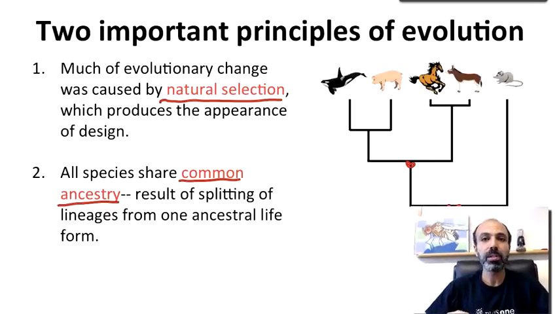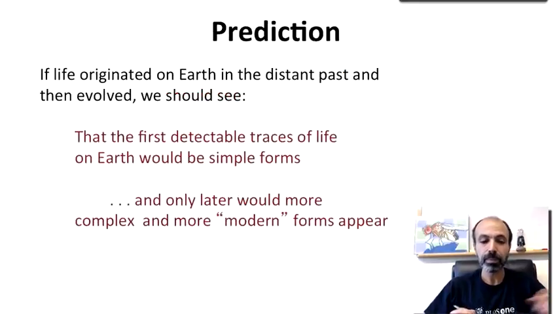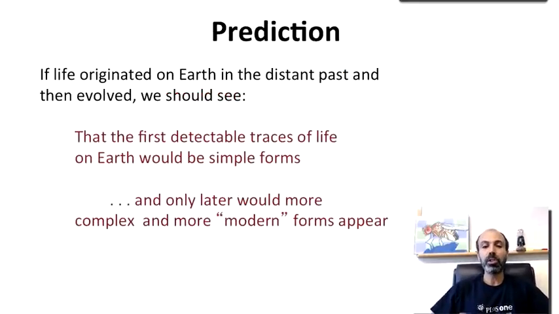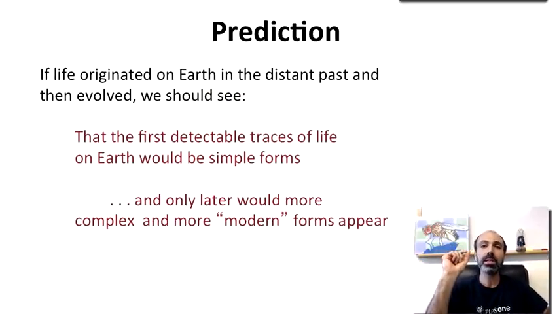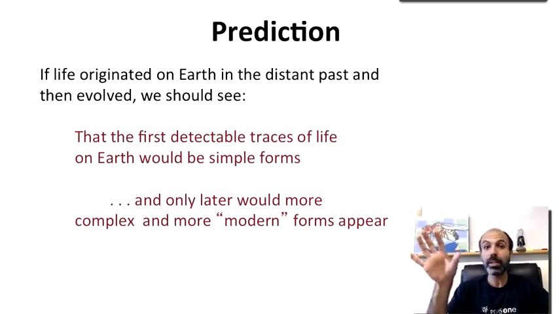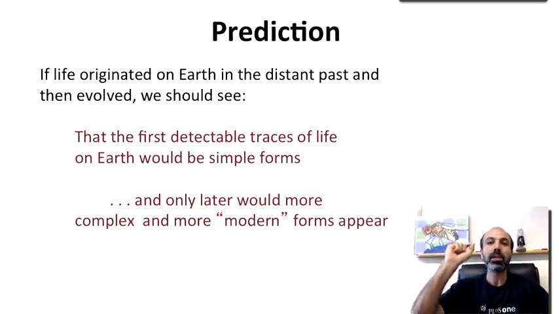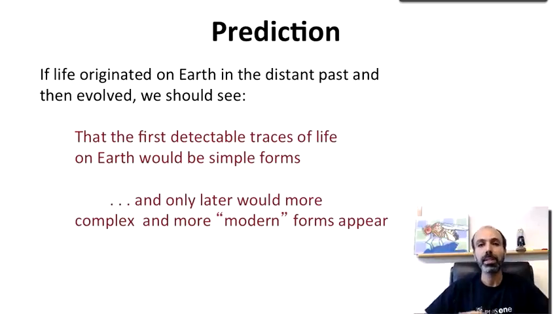But let's go from this into some predictions that come from this idea that most evolutionary change comes from natural selection and from the presumed common ancestors. Some of these we've already touched on in previous points. First, if life originated on Earth a single time in the distant past, then when we go way back in the fossil record, the earliest detectable forms of life should be very primitive, very, very simple. And only later should you see some modern forms. Now, it's possible that later you'll also see some simple forms, but the earliest form should certainly be simple.